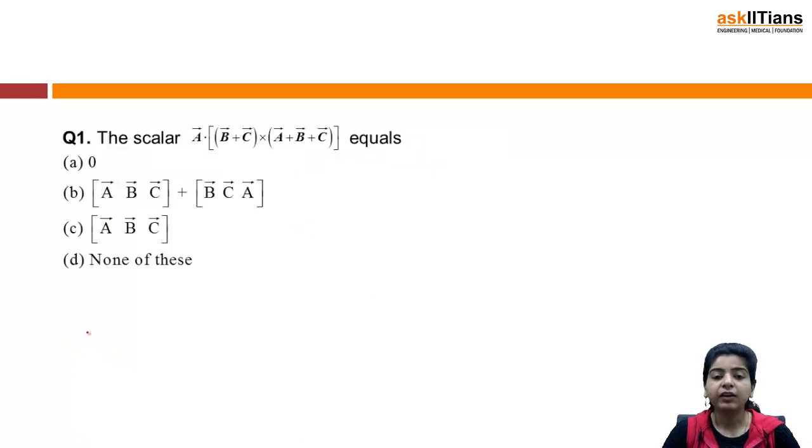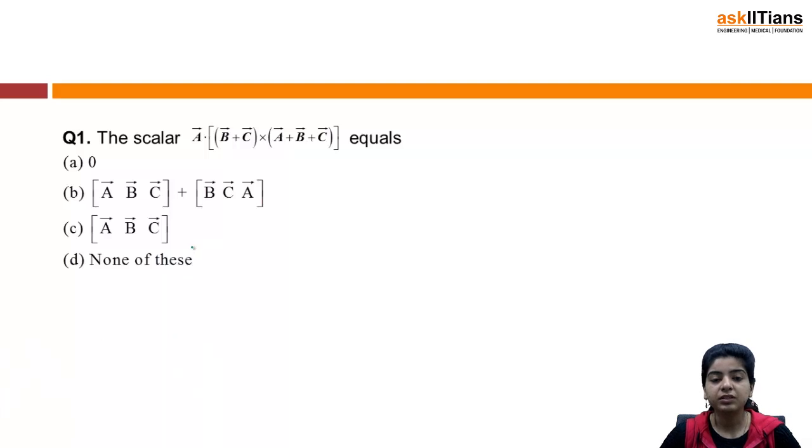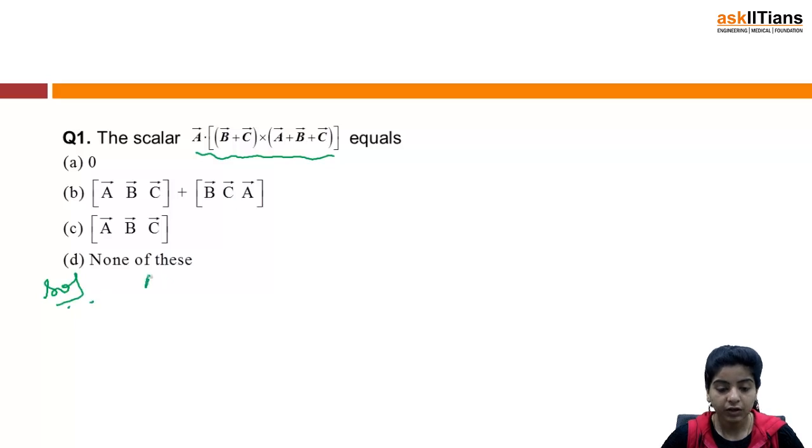The first question says: the scalar A dot B plus C cross A plus B plus C equals. Do not get panicky seeing this big term. In fact, the question is quite simple. Let's see how we'll proceed. We are required to find this scalar, A dot B plus C cross A plus B plus C.